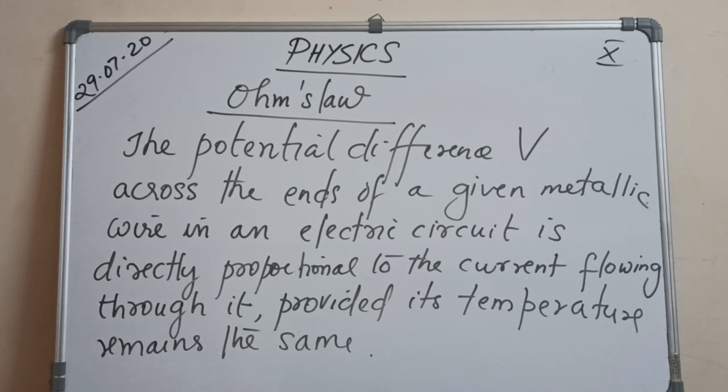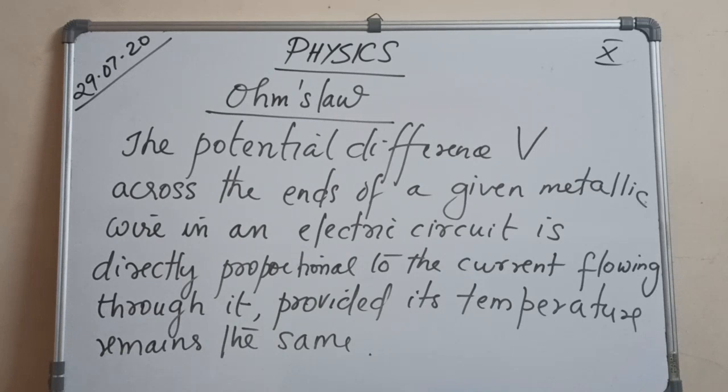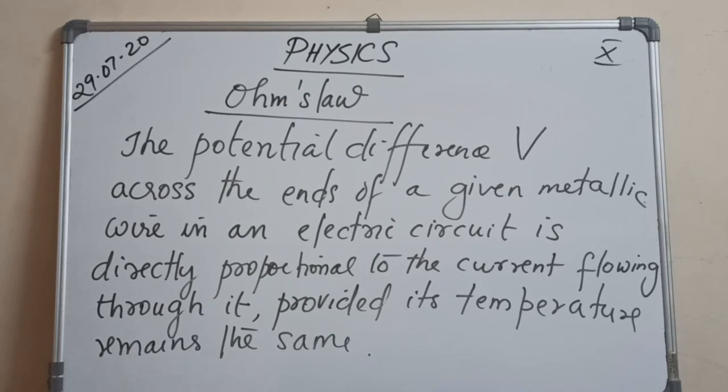That means if you are conducting the activity in the lab, for example, we have to take a fixed temperature. Suppose if it is 34 degrees Celsius, in that temperature we have to do the whole experiment. Understand? So that is the only condition here. The temperature should remain the same throughout the experiment. Then we will get a relationship like V is directly proportional to the current I.